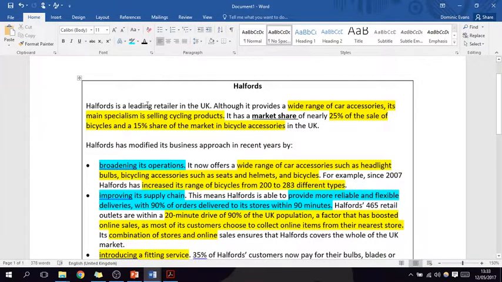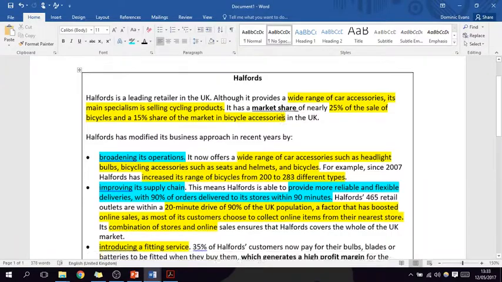Okay, so the first paragraph tells me that Halford provides a wide range of car accessories. Its main specialism is selling cycling products. Okay, that's products, about the marketing mix, so I highlight that in yellow.